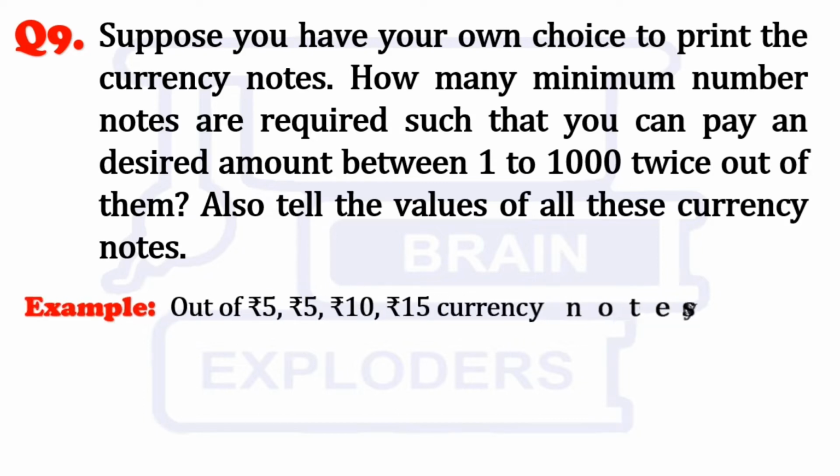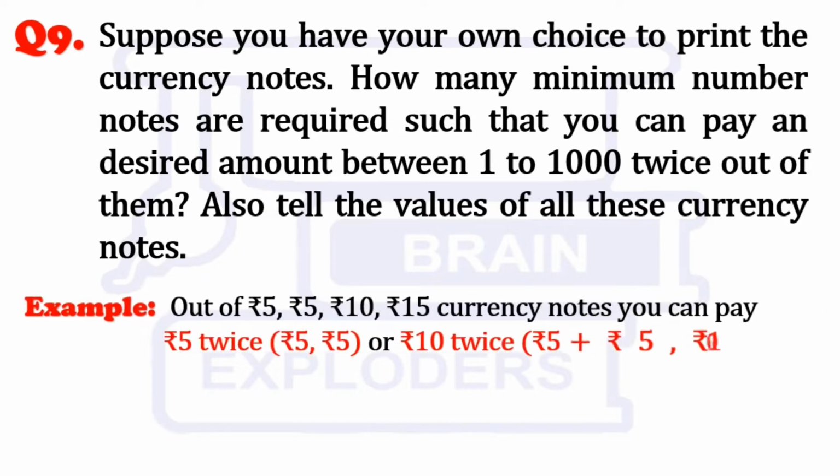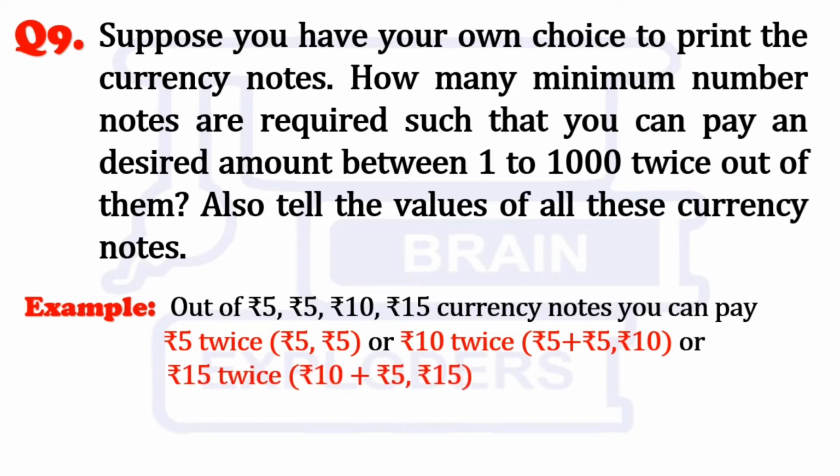For example, out of rupees 5, 5, 10, 15 currency notes, you can pay rupees 5 twice, like rupees 5 and rupees 5. Or you can pay rupees 10 twice, like rupees 5 plus 5, and in the second way like rupees 10. Or you can pay rupees 15 twice by using 10 and 5 rupee notes, or directly a 15 rupee note.